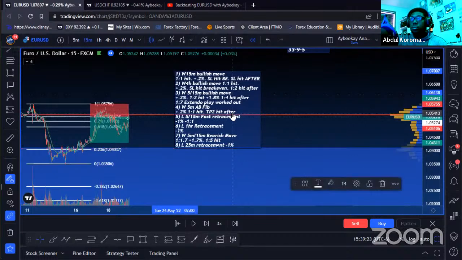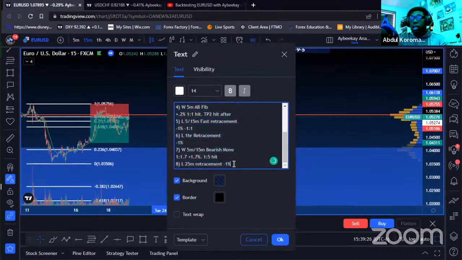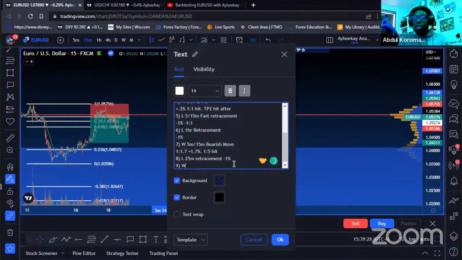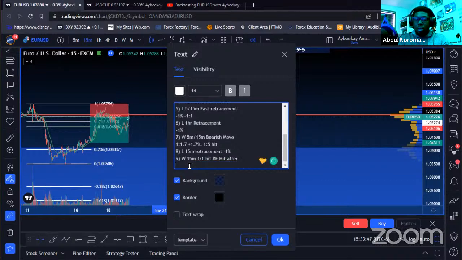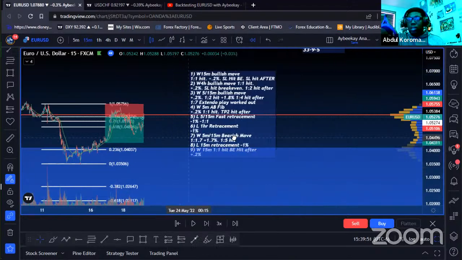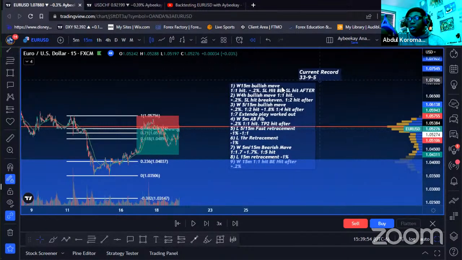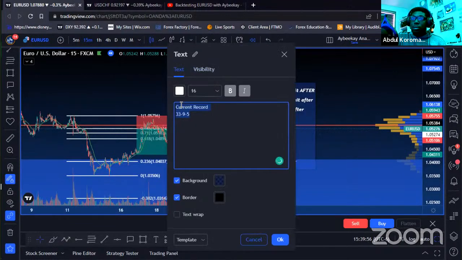So 9th trade, W. That is not 25-minute, 15-minute. This is also a 15-minute move. 1-to-1 hit, break even hit after. So it's only a plus 0.2% gain on that. All right, and then it's a 34.95 win rate.